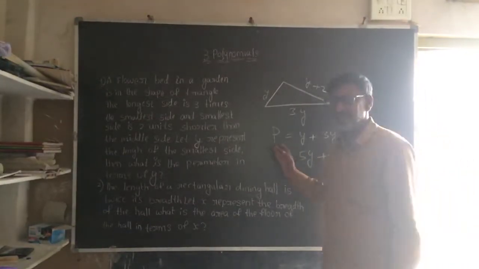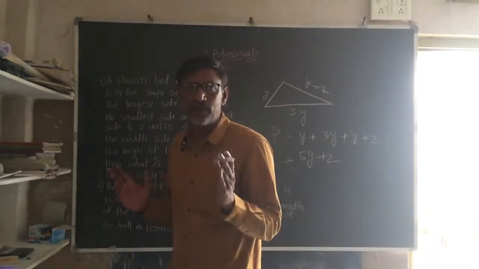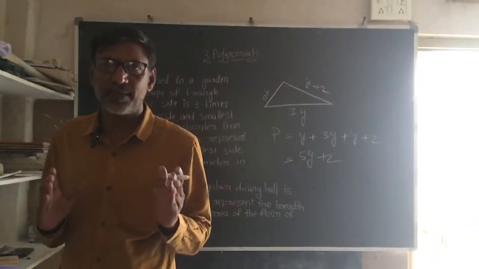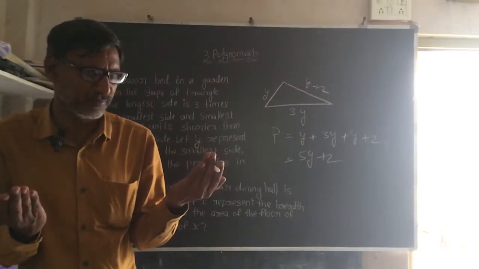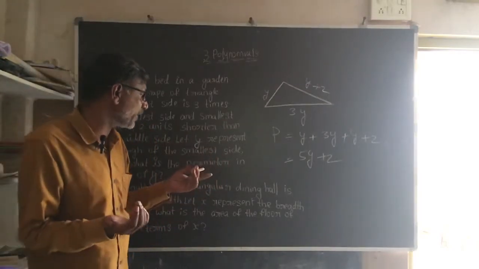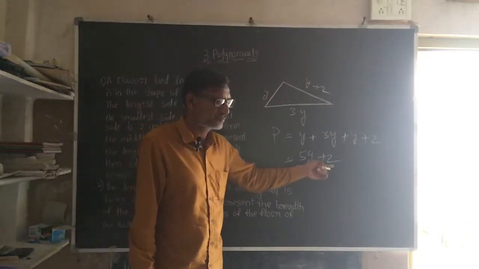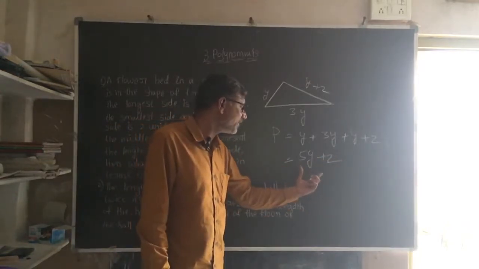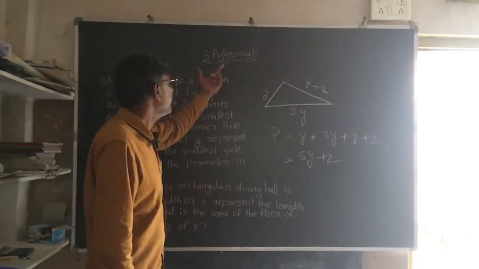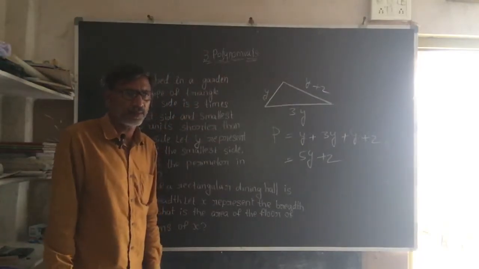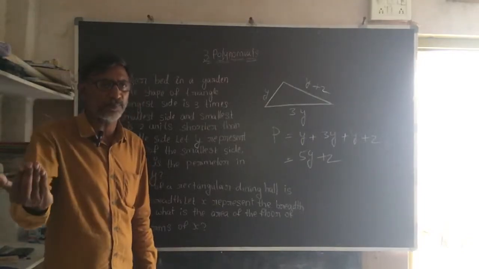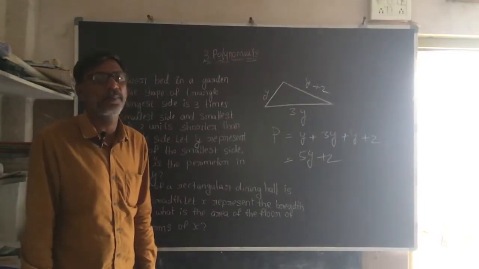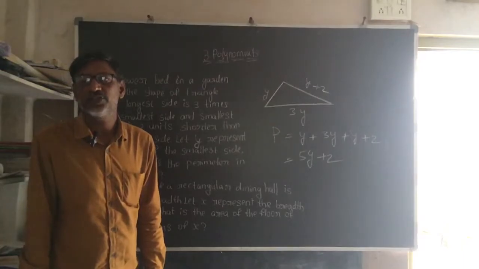So this is in terms of a variable, because we don't know y, maybe 2 centimeters, 3 centimeters, 4 centimeters. So we are expressing it with some letters. This is called a polynomial. Simple. In this manner, we can write so many polynomials, depending upon the situations.